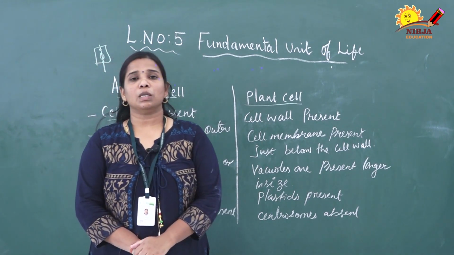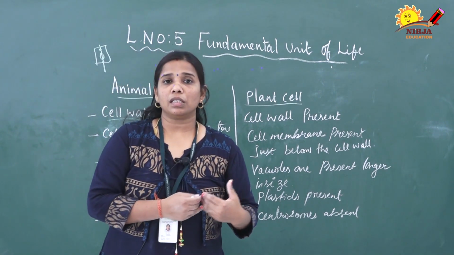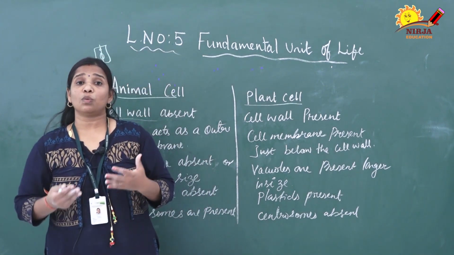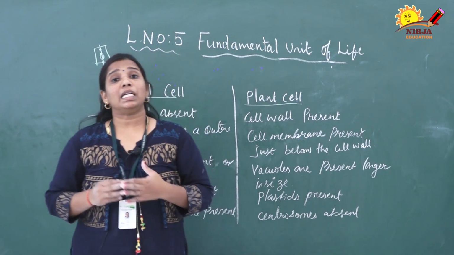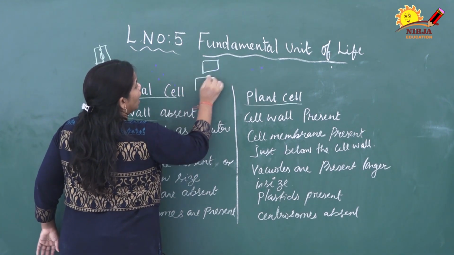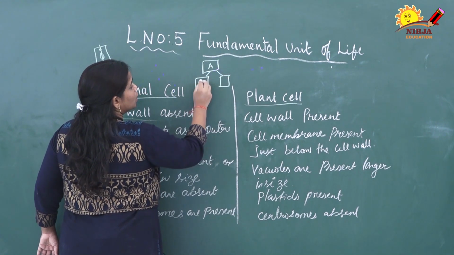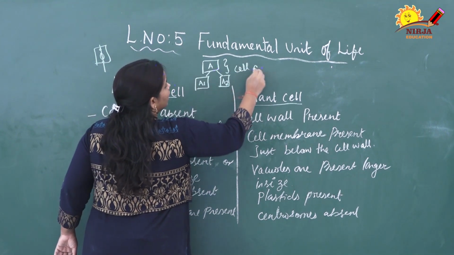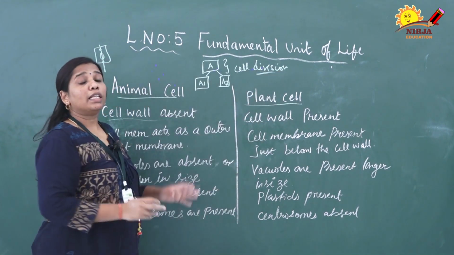Next we are going to discuss cell division. Previously we discussed what is cell structure, what are the basic components of the cell, what are the cell organelles, what are their functions, etc. Now we are going to discuss what is cell division. Suppose one cell is divided into two cells. So this is cell A, and this A cell is divided into A1 and A2. This process is called cell division. One cell is divided into another two cells.